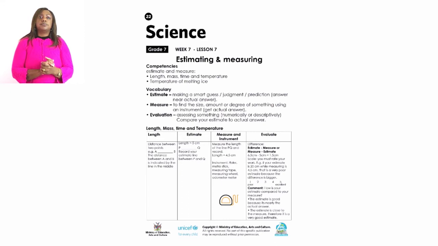With the table of length, mass, time, and temperature, we'll do this practical activity or explanation by doing one at a time. So we'll start with length. There it's to read through length. The definition of length is a distance between 2 points. You are given an example of point A and B, and the line in between is indicating the distance between those 2 points.